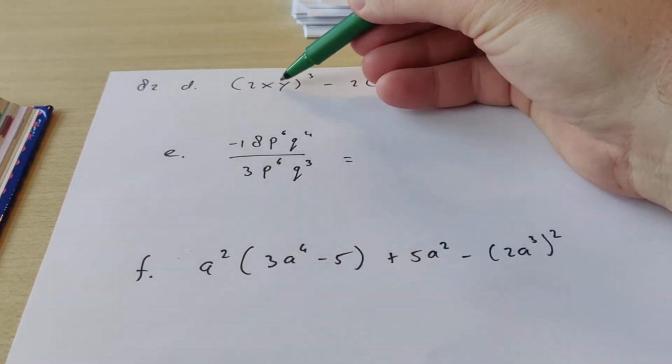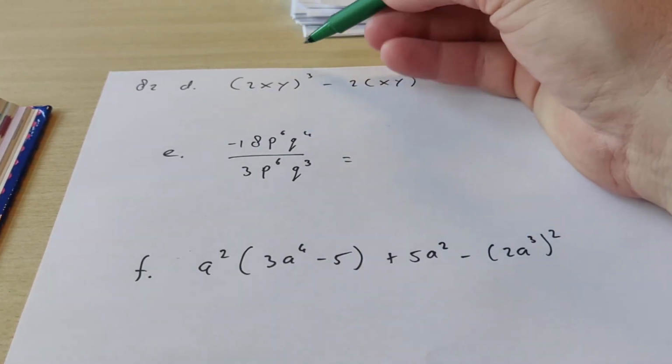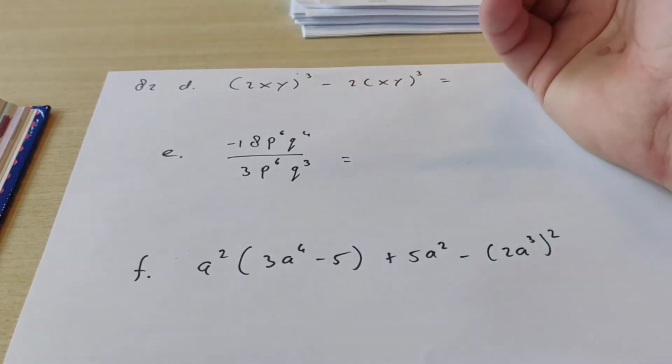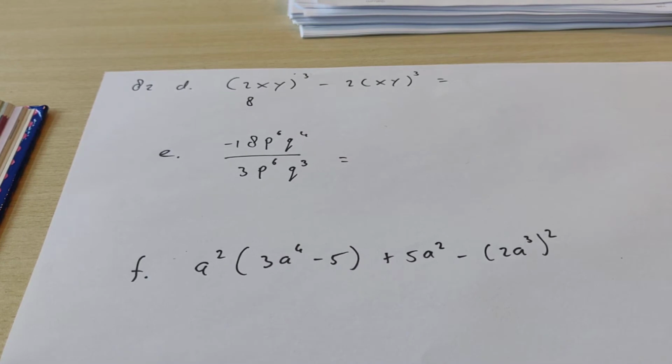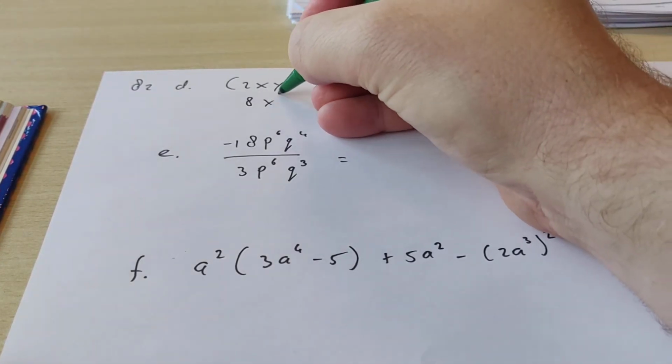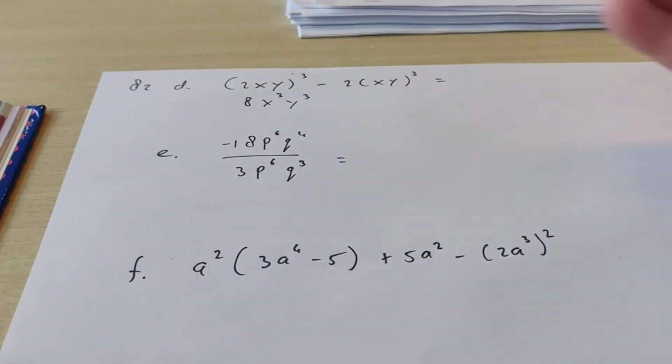Here we see 2xy in brackets to the power of 3. That means we have to do 2 to the power of 3, that is 8, because 2 times 2 times 2 is 8. And then we have x to the power of 3 and y to the power of 3.